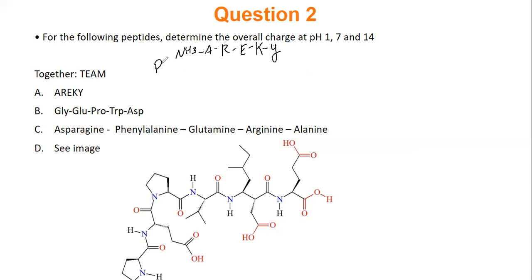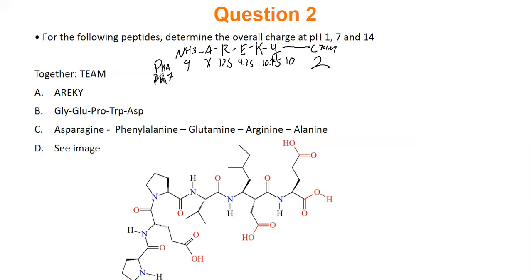First things first, I'm going to write the pKa's. The N terminus is 9, A doesn't have one, R is 12.5, E is 4.25, K is 10.75, Y is 10, and the C terminus is 2. Y is one of the weird ones where it's not charged, but it does have a pKa. So now, at a pH of 7.